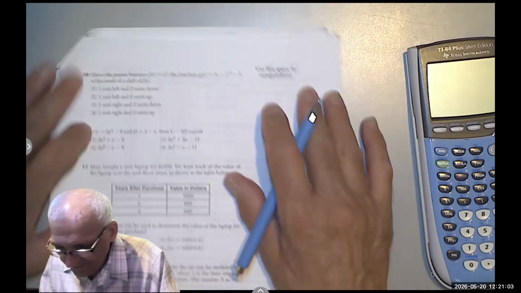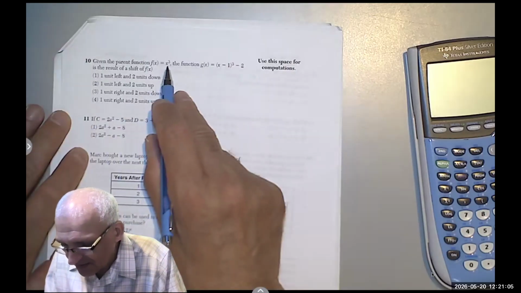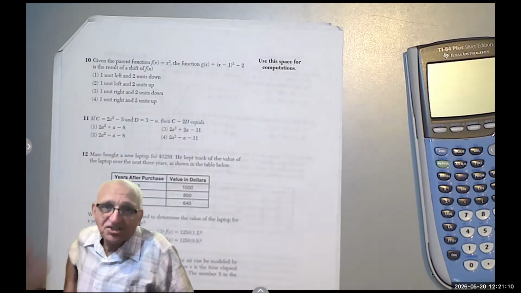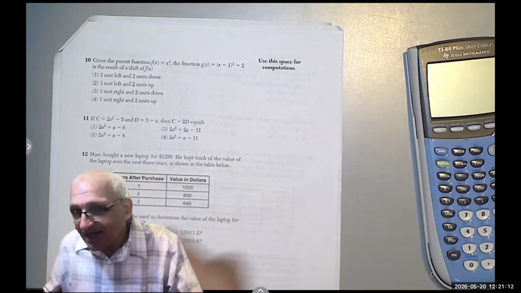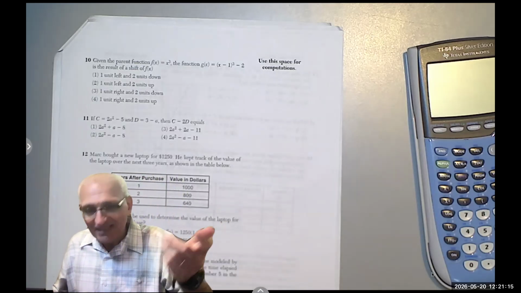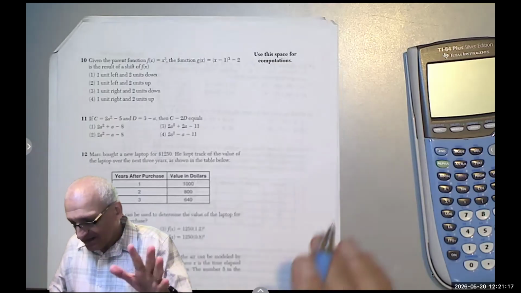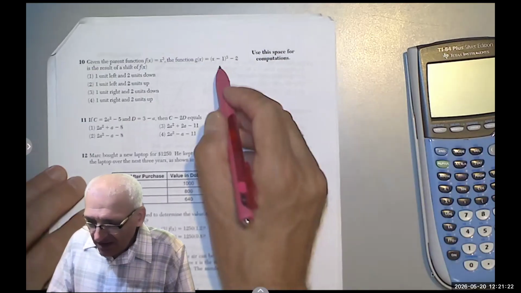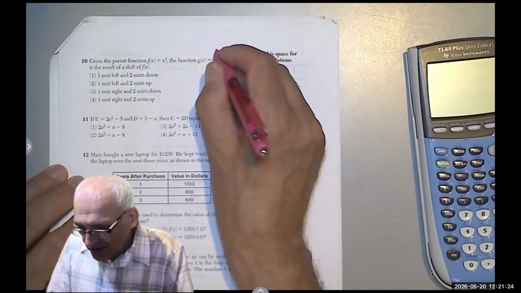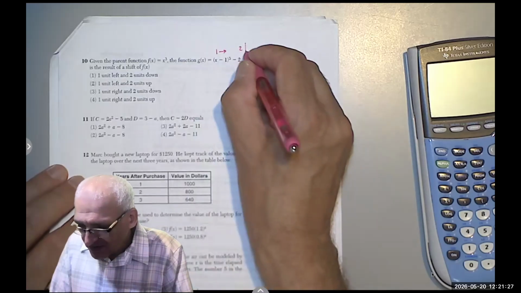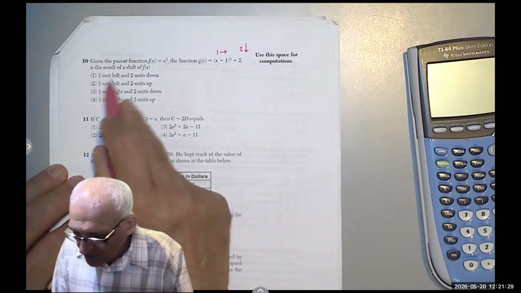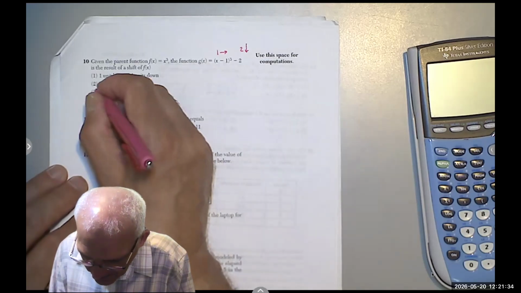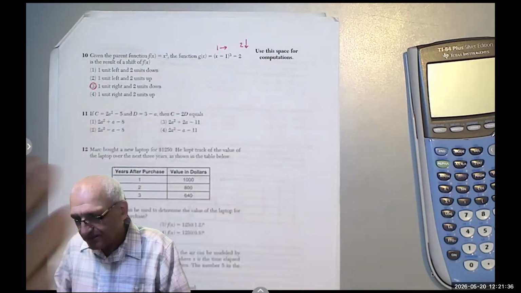Okay, number 10. Given the parent function f of x equals x cubed, g of x is the result of what shift? The way I do it is slightly different, and I explain it in videos in the math playlist. But as you should know, I moved 1 unit to the right and 2 units down, right? So 1 to the left, no. 1 to the left, no. 1 to the right and 2 down, yes. 1 to the right and 2 up, no. That would be +2.